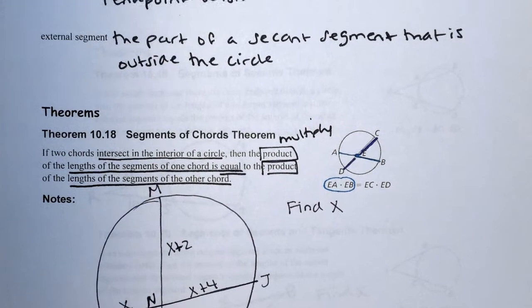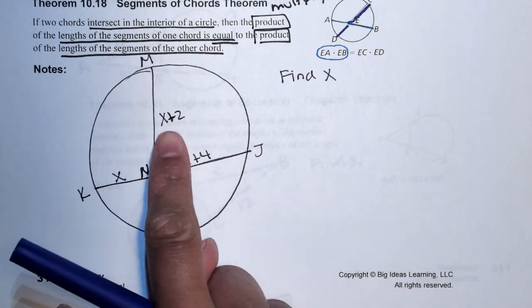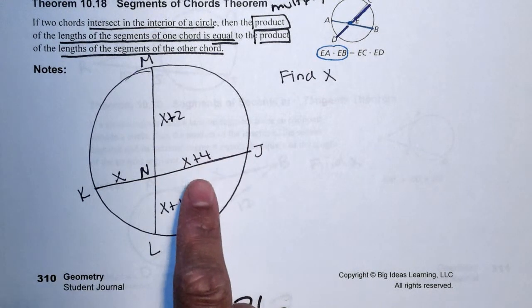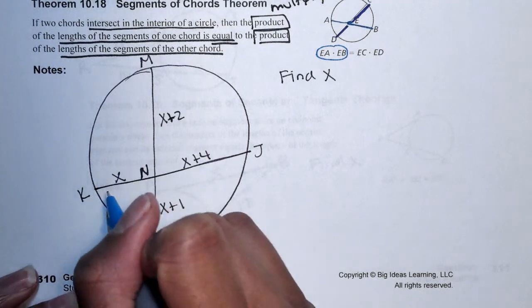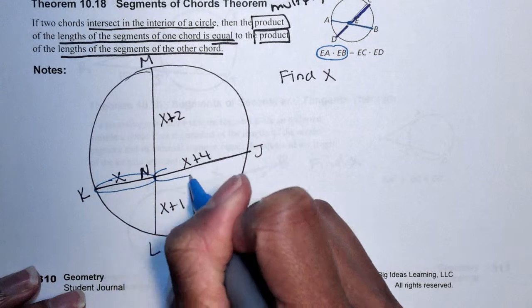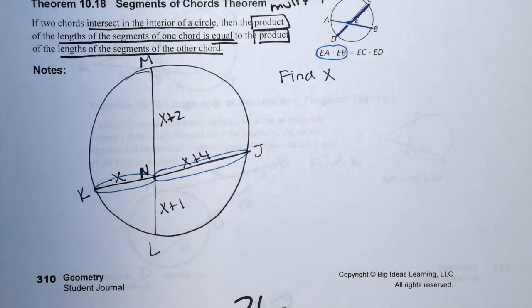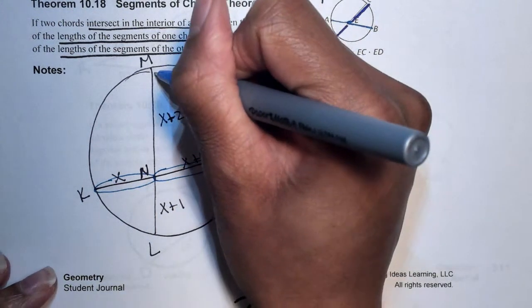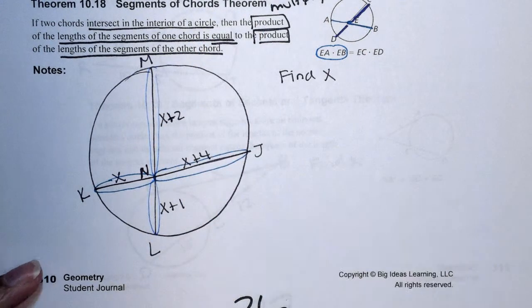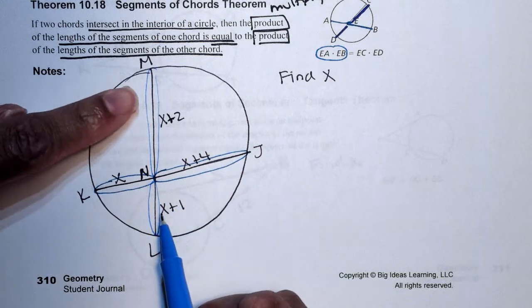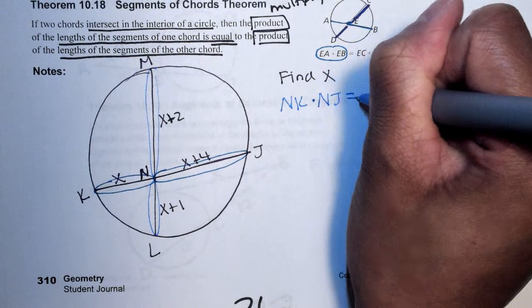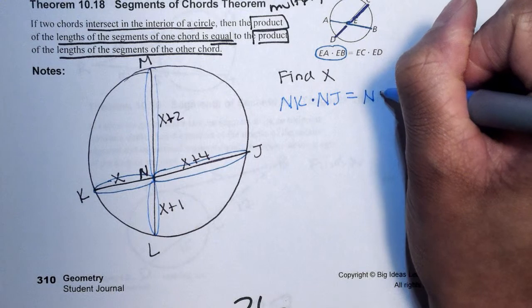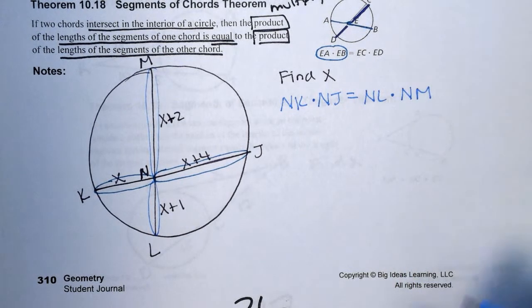So in this example, we have find the value of x. I have a circle where from M to N it is x plus 2, N to J is x plus 4, N to L is x plus 1, and K to N is x. And we want to find the value of x. So we have a chord that is KJ, and then we have our other chord, which is ML. So I have NK multiplied with NJ equals the product of NL and NM. So those are my two products that I'm multiplying together.